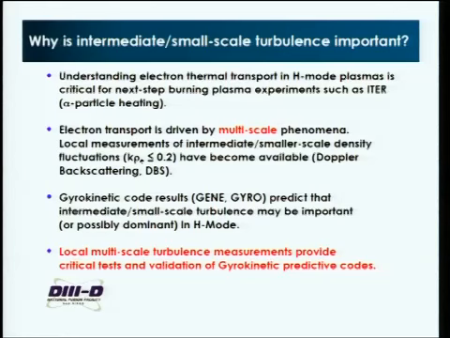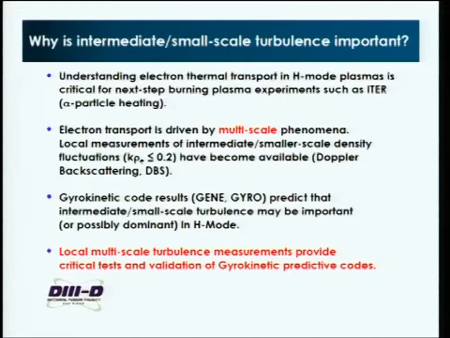So local measurements of intermediate and smaller scale density fluctuations up to the electron gyro scale have become available only fairly recently. And I will particularly focus on experimental results from the Doppler backscattering diagnostic, which has the ability to probe a large range in radius as well as wave number.